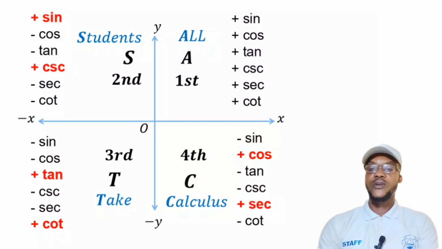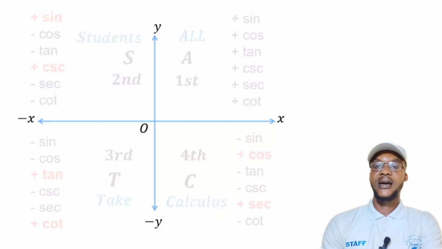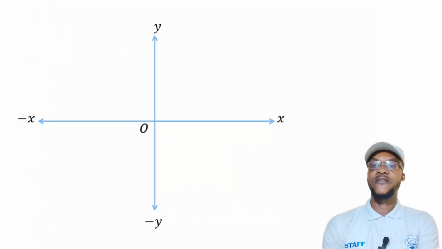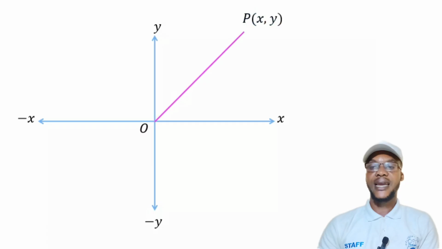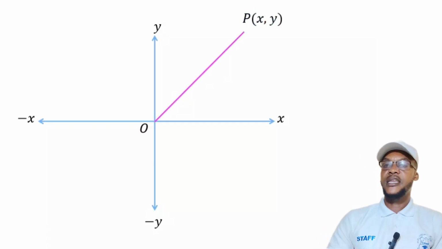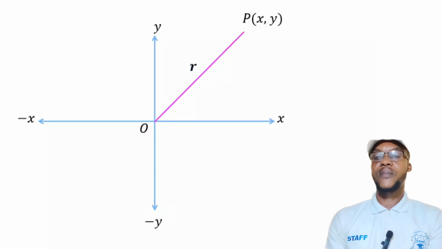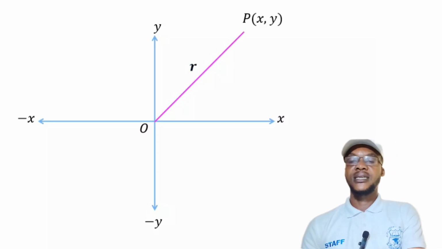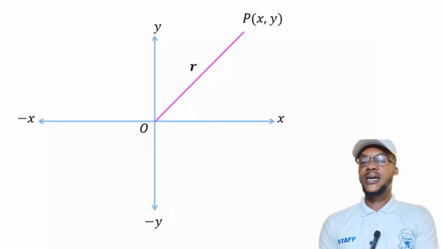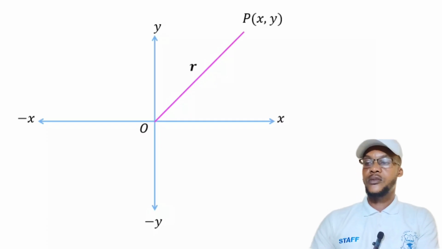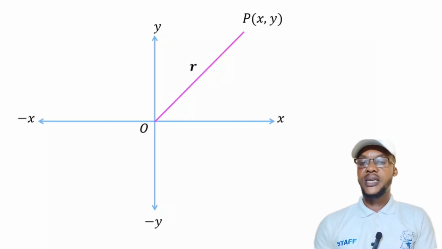Okay, let's say we have our coordinate and then we have the point x and y. So that is what we are talking about. Now this line from the center O to P is what we call the terminal side. That is the R. So the R is the terminal side of the right angled triangle, and it also represents the distance from the origin O to P.